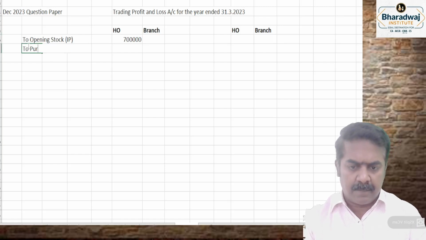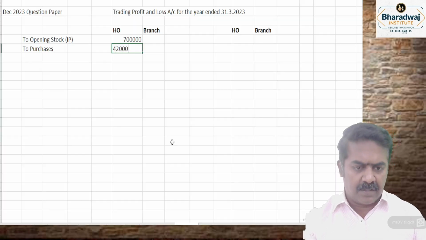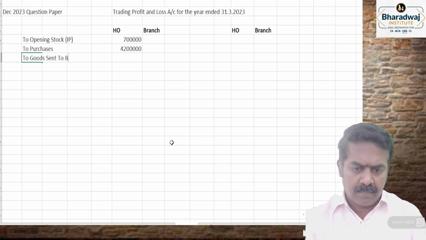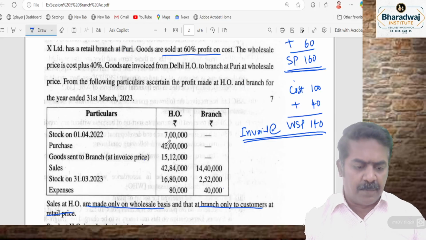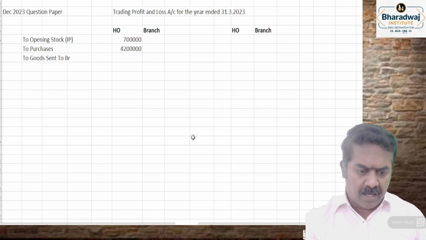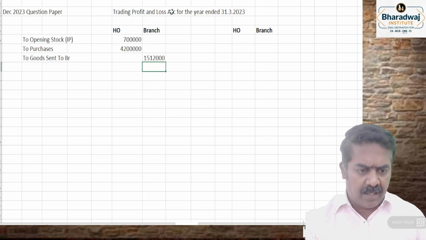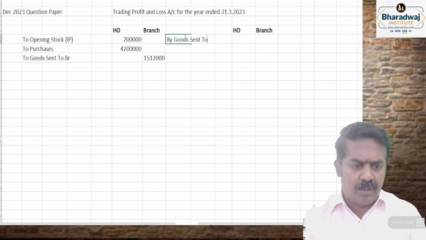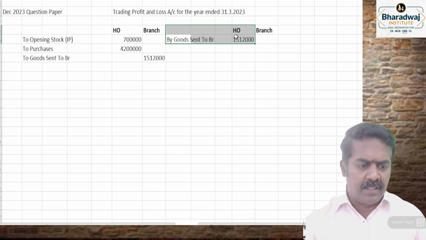To purchases. What is the purchases at head office? 42 lakhs. What is the next one? Goods sent to branch. How will you record this? Debit the receiver, credit the giver. Who will receive? Branch will receive 15,12,000. Head office is sending, so by goods sent to branch 15,12,000. Credit the giver and debit the receiver.